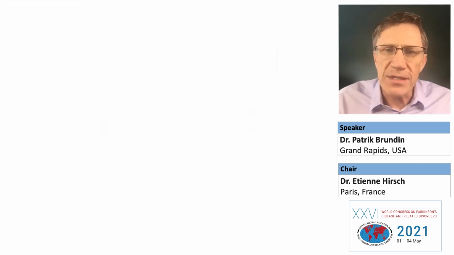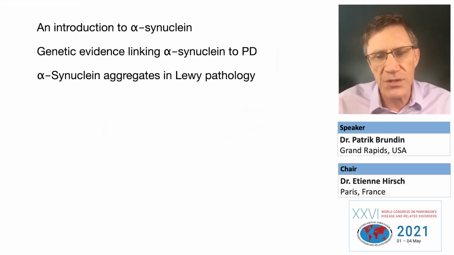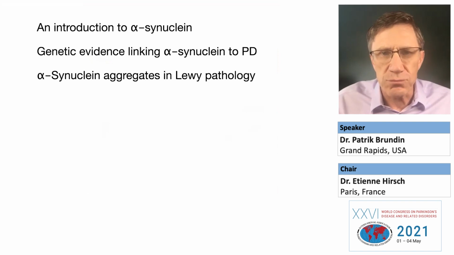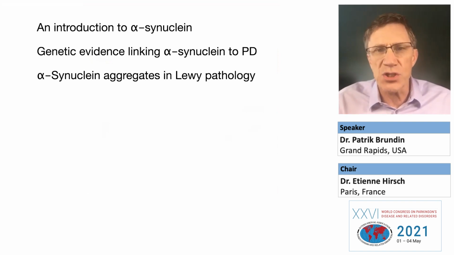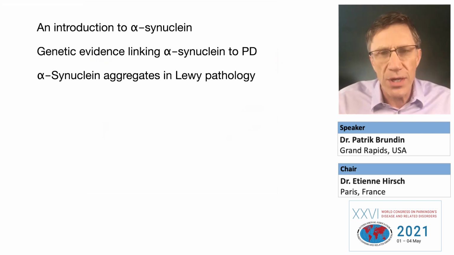So I'm going to divide this up first into three short sections that introduce you to alpha-synuclein. What is this protein? What are its genetic links to Parkinson's? And how does it have a role in the formation of Lewy bodies? So what does it actually do there?